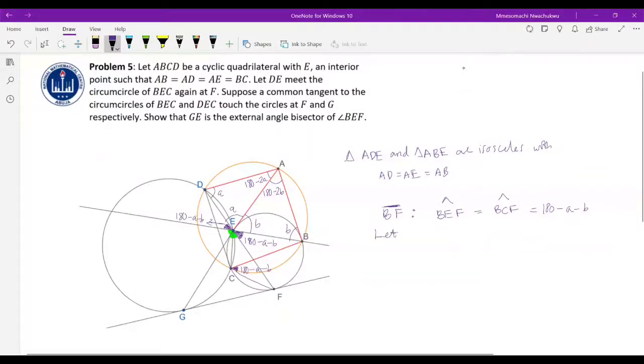So let FC meet BE at H. And there's something very interesting about this point H. I'll pause the video now and you can guess what's going to be interesting. So let's say this is where our point H is. Now we can get this angle here. So what is this angle here going to be?